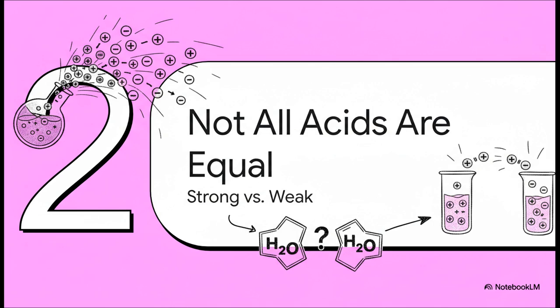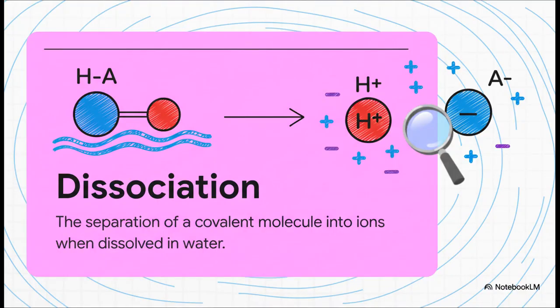Okay, so we solved the mystery of the fizz. But wait, there's more. You might think that a strong acid is just one that's super concentrated, right? Well, the truth is actually a bit more interesting than that. The real difference between a strong acid and a weak one all comes down to how they act in water. The key idea here is a word you might not know: dissociation. Now, it sounds complicated, but all it really means is the acid molecule literally breaking apart when it hits the water.